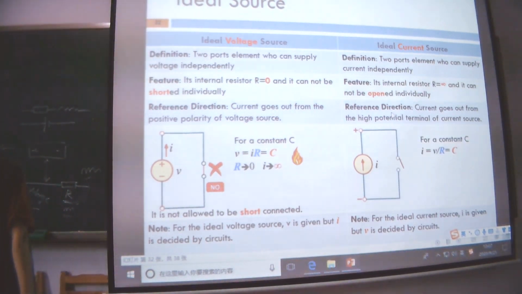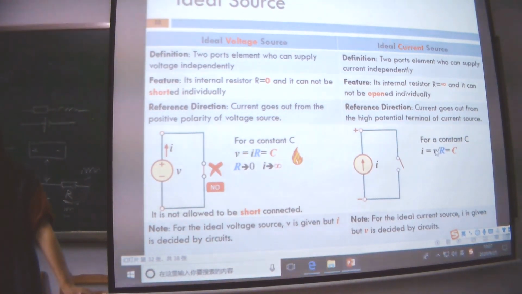Here we have the ideal current source. For the ideal current source, it is still one equation. What is this equation? I just told you. What's the name of this equation? What's the name of this law? Ohm's law. Oh, good. Ohm's law.